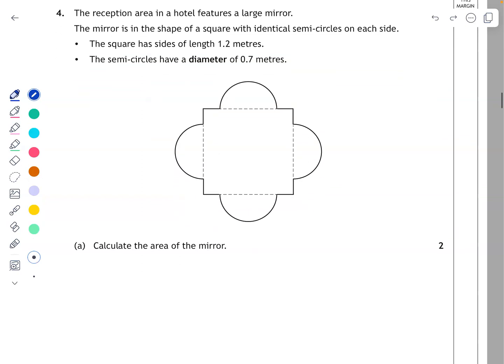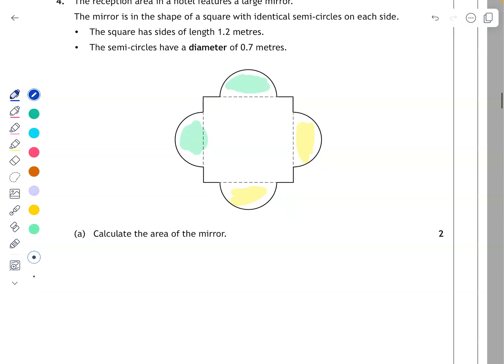So to calculate the area, well, you need to know the area of a circle first of all, which is pi r squared. We've got four semicircles, which really is 2 full circles, right? So we've got a circle here and a circle there. So 2 semicircles make a full circle, and we've also got 2 semicircles here. So we've actually got 2 full circles. So the area is going to be 2 circles, so 2 times pi r squared. And then we're going to add that with the area of the square.